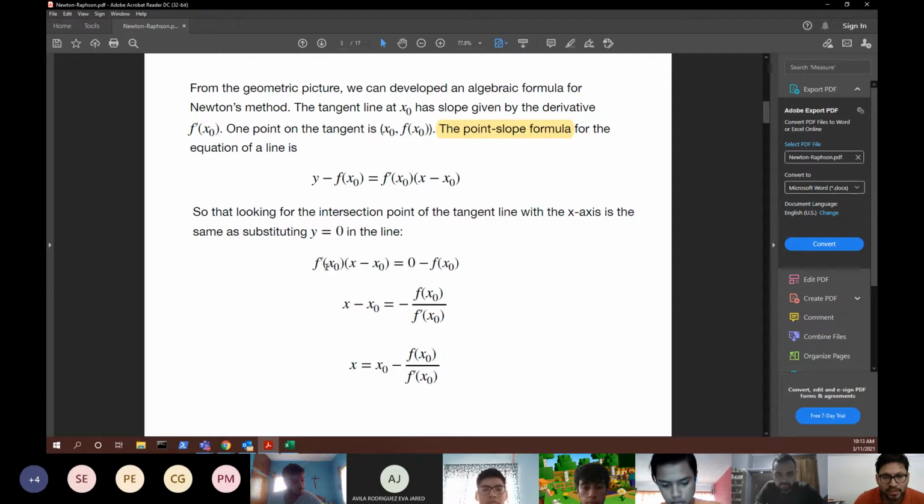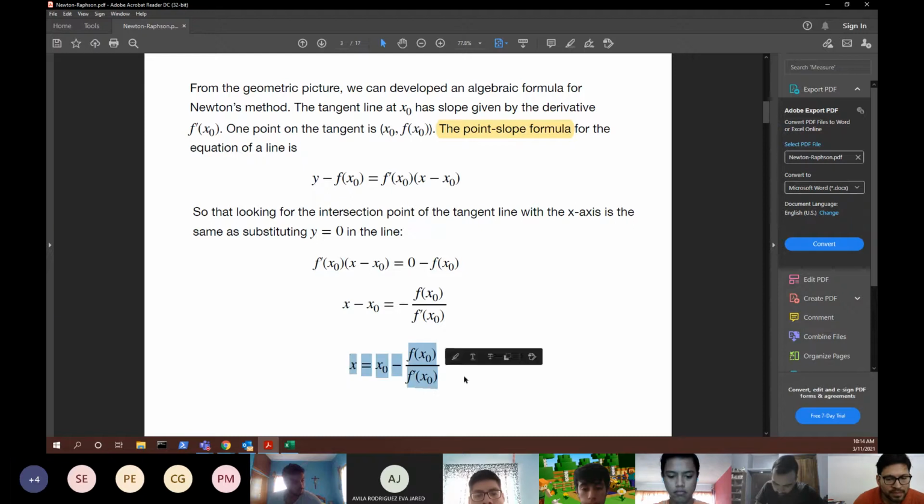Oh, sorry, not multiply it. Actually, you pass this to dividing this function. So you divide this function here, and then you have the initial value. We just pass it to the right-hand side of the equation. So you have this function as the Newton's formula.